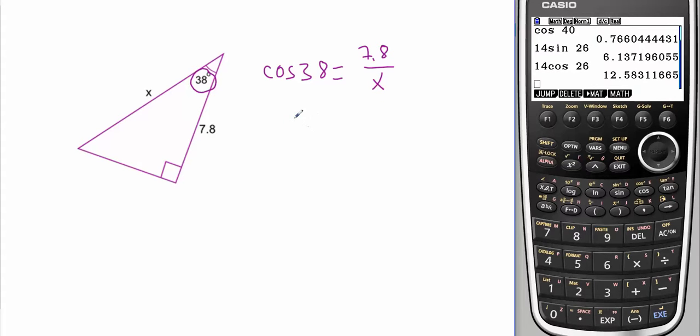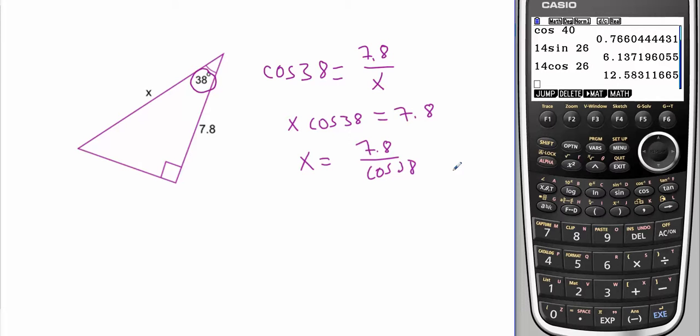Algebra, I multiply by x on both sides. I have x cosine 38 is equal to 7.8. Well, I need to isolate my variable, my x. So I'm going to divide by cosine 38. x is equal to 7.8 over cosine 38. And if I want that as an exact, that is where I end.